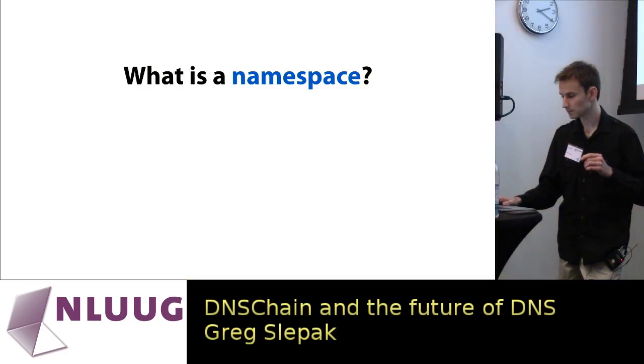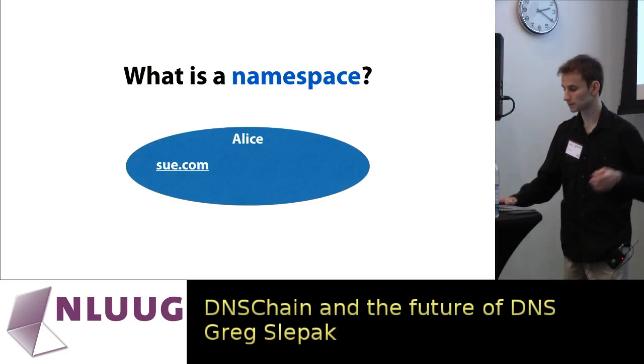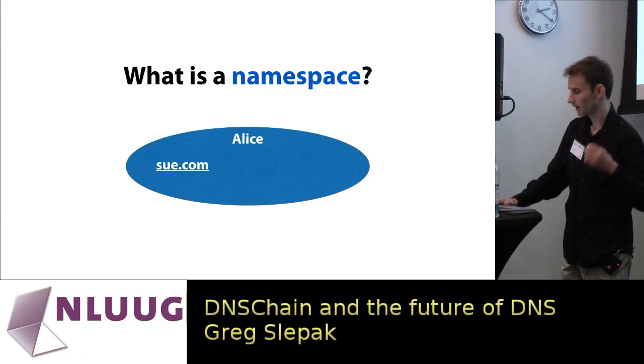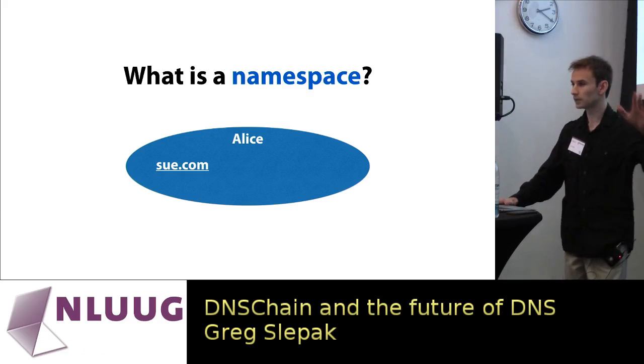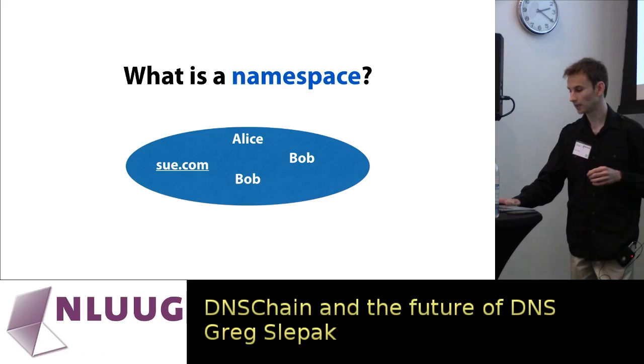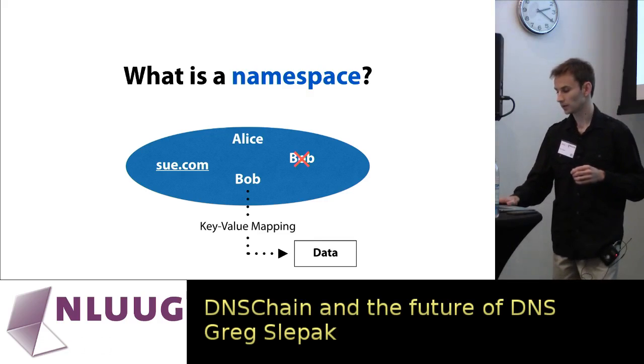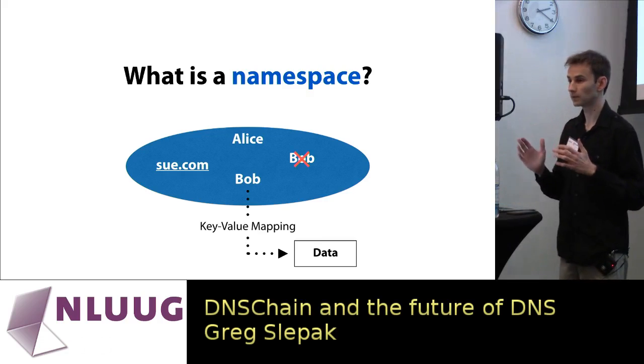So a quick lesson on namespaces. What is a namespace? It's a space where you can have names. So we can throw some names into this space: Gallus, Sue.com, Bob. If we throw Bob in again, no, that doesn't work. That's a name conflict. So it's basically a key-value mapping from names to data.